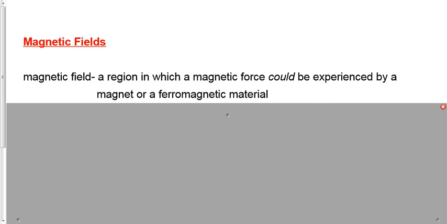Just a little bit more to finish off here, guys. Remember, we defined with gravity a gravitational field as a region in which a gravitational force could be experienced by mass. An electric field was a region in which an electric force could be experienced by a charge. A magnetic field is a region in which a magnetic force could be experienced by a magnet or by a ferromagnetic material.